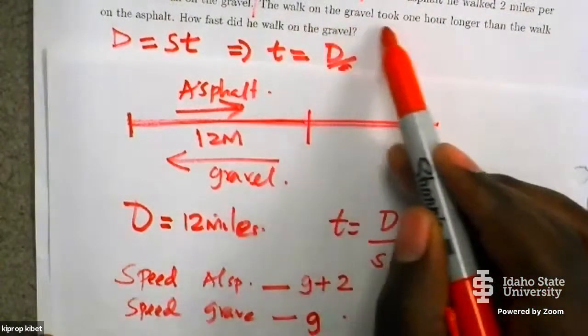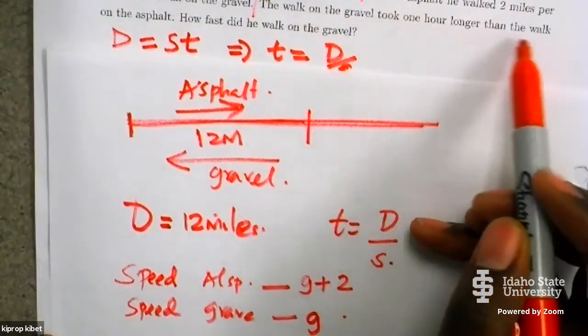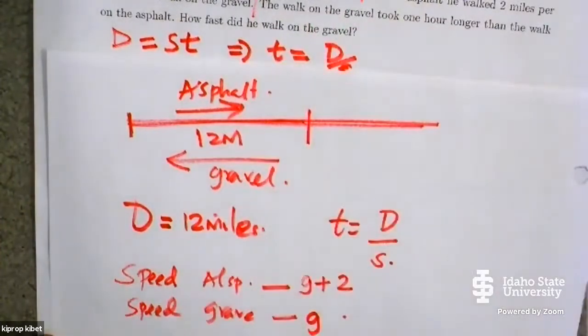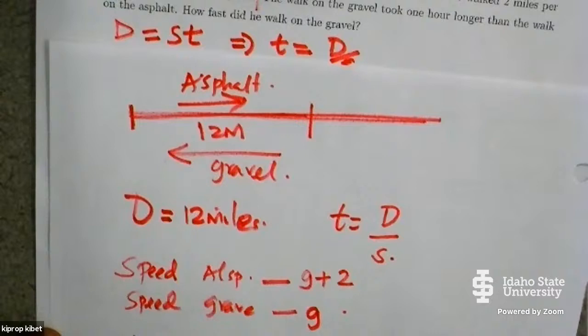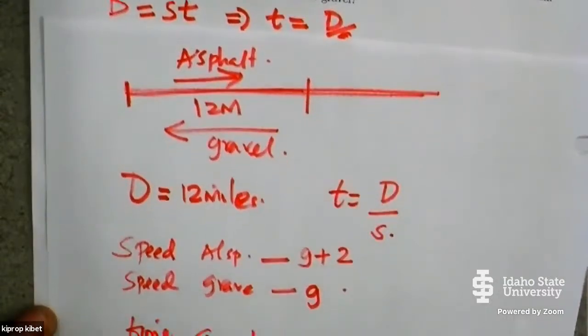The walk on the gravel took 1 hour longer than the walk on the what? So it took 1 hour longer, the time on the what? Alpha, okay? How fast did he walk on the gravel? How would we solve this?